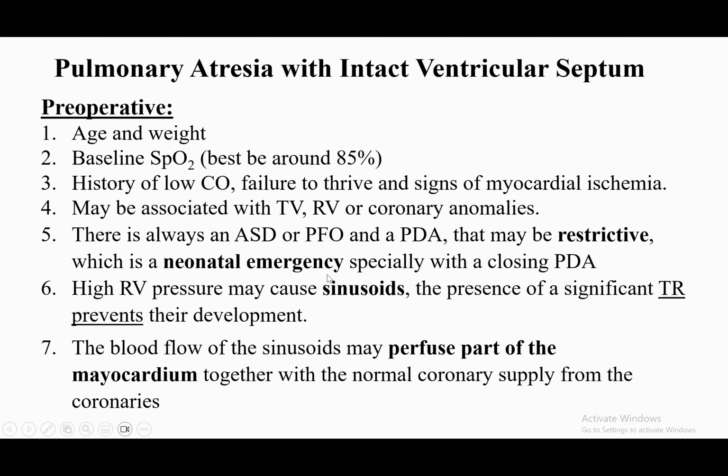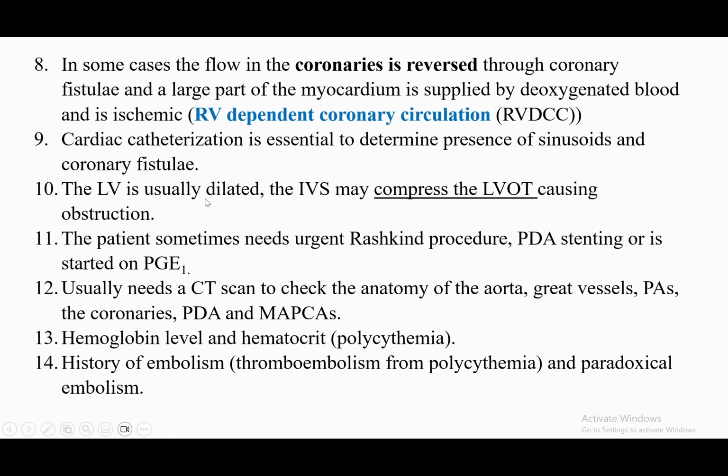And by time, the blood flow of the sinusoids may perfuse part of the myocardium together with the normal coronary supply from the coronaries. So the myocardium of the right ventricle becomes dependent on a high RV pressure and the blood coming from the sinusoids. In some cases, the flow in the coronaries is reversed through coronary fistula, and a large part of the myocardium is supplied by deoxygenated blood and is ischemic. This is called RV-dependent coronary circulation.